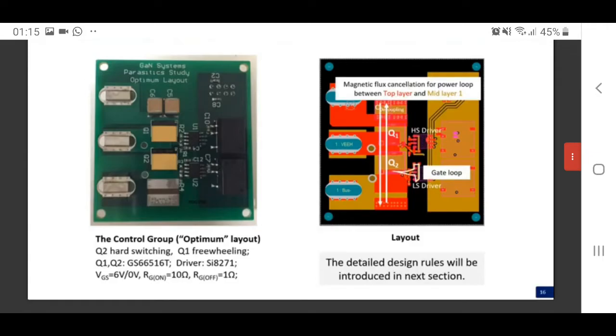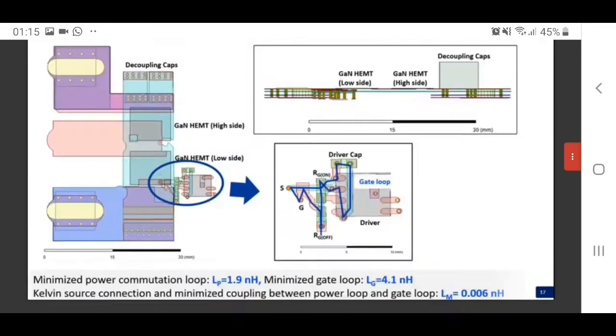Let's look at the control group, GaN system half-bridge reference design. The power commutation loops, the gate drive loops, and also their mutual inductance are all minimized. Don't worry, the detailed design rules will be introduced in the next section. Let's look at the Maxwell Q3D simulation result of the control group.